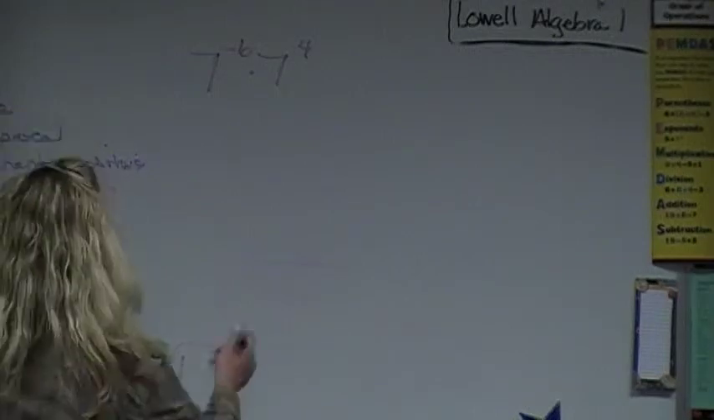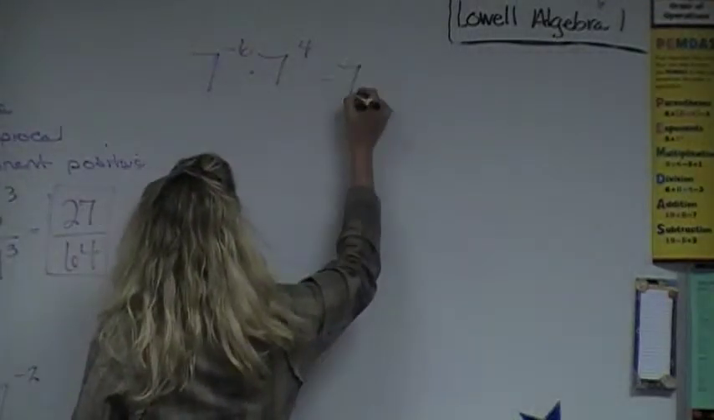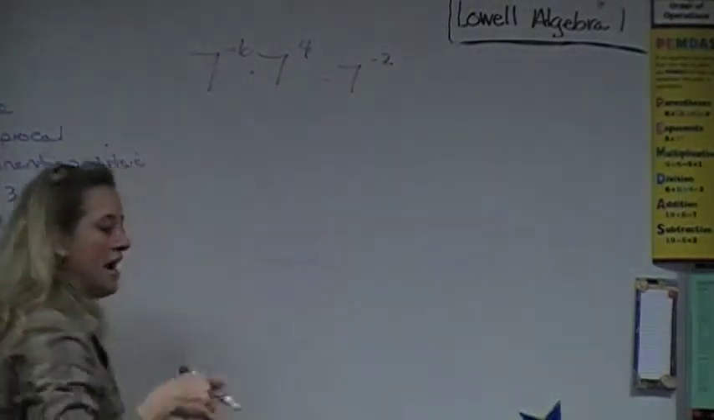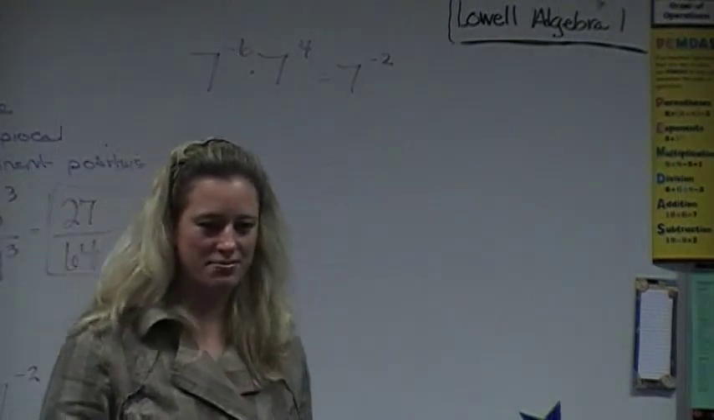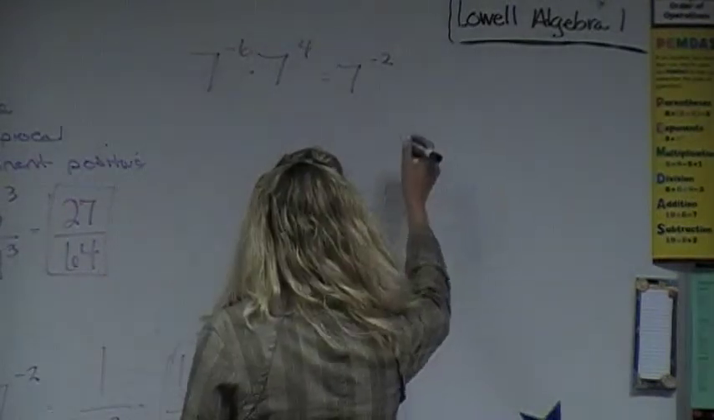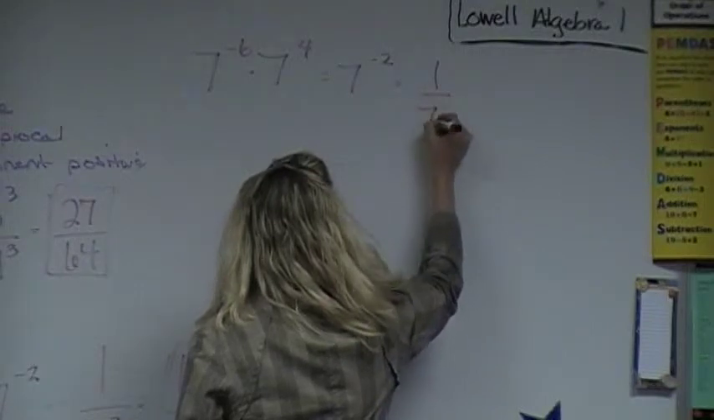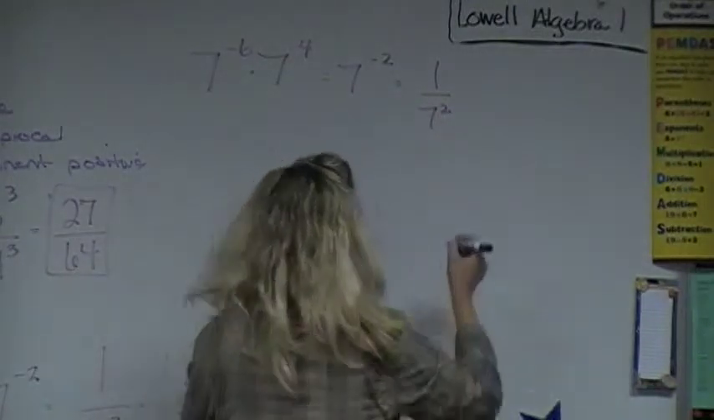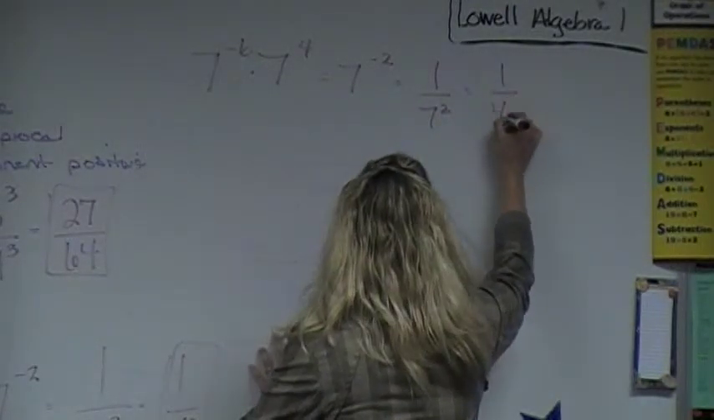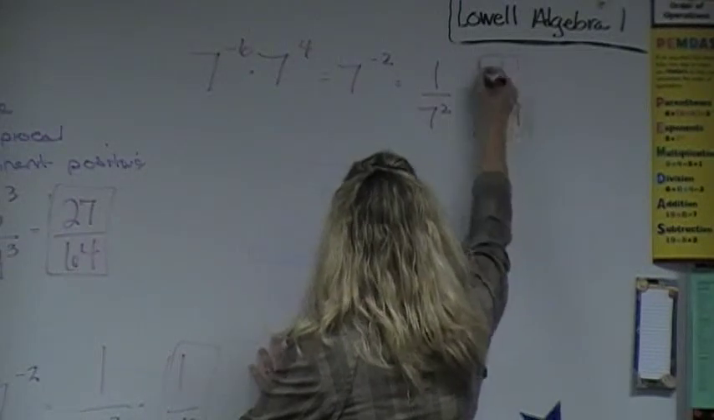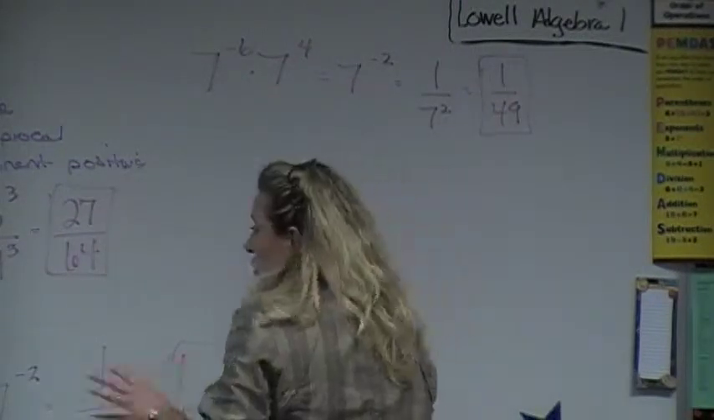By just adding them, what do I get now? 7 to the negative 2nd. And now what do I do with that, and rewrite that as? Reciprocal, which was what? 1 over 7 squared. And what does that become? 1 over 49. Do I get the same answer both ways I do it? Yes. So does it really make a difference?